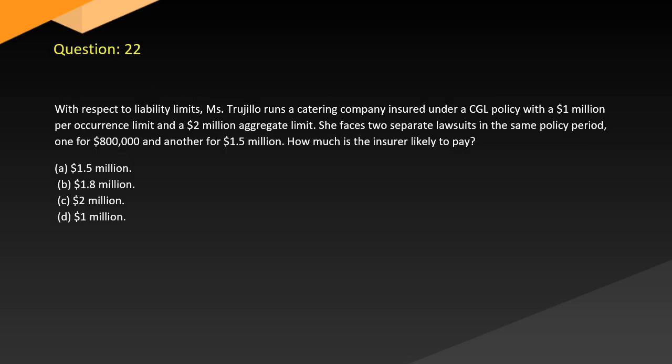Question 22. With respect to liability limits, Ms. Trujillo runs a catering company insured under a CGL policy with a $1 million per occurrence limit and a $2 million aggregate limit. She faces two separate lawsuits in the same policy period, one for $800,000 and another for $1.5 million. How much is the insurer likely to pay? A. $1.5 million. B. $1.8 million. C. $2 million. D. $1 million.